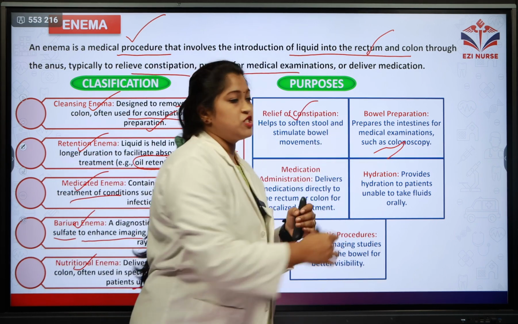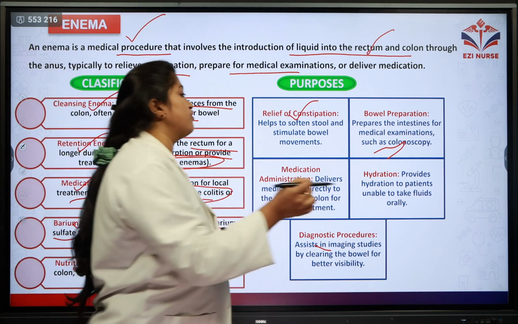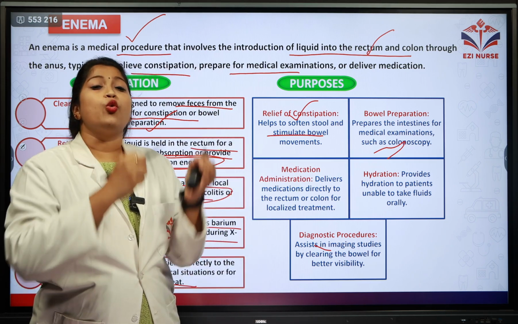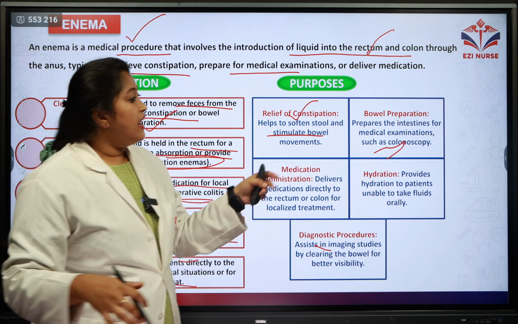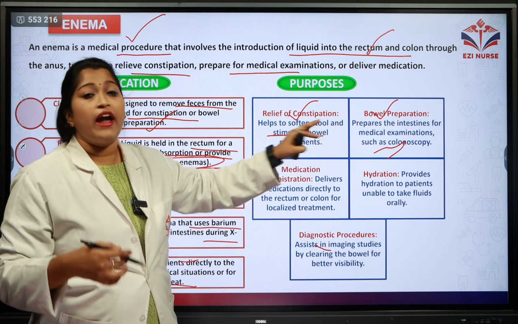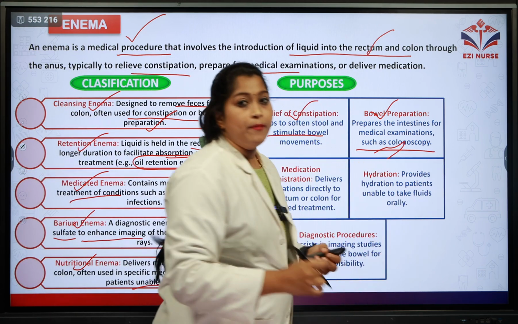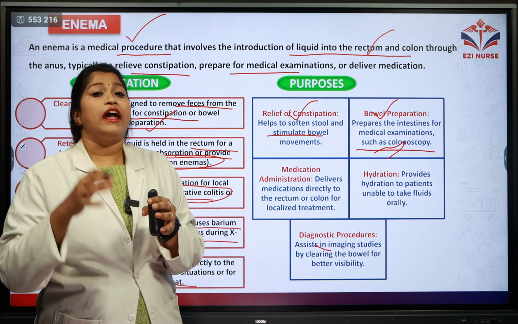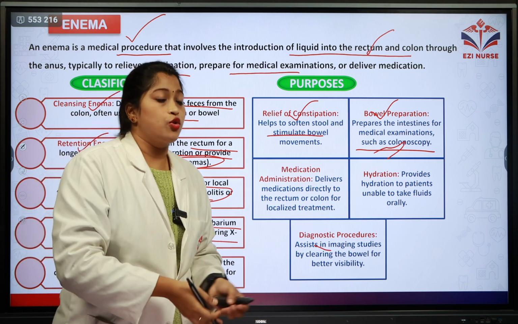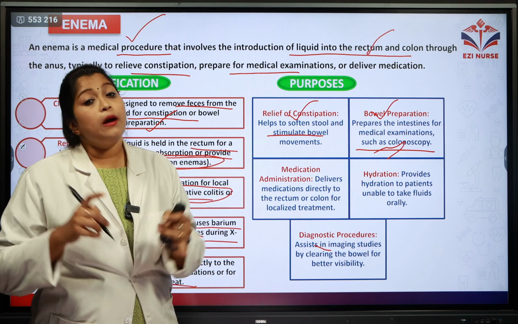Firstly, to relieve constipation. If the patient is having constipation, it helps in softening the stool and stimulating bowel movements, and hence the stool is excreted. The next one is bowel preparation. When we are preparing the intestines for any kind of medical examination or for a colonoscopy, if there is any problem with the colon, we do a colonoscopy, and to prepare the bowel, this is also one of the purposes.